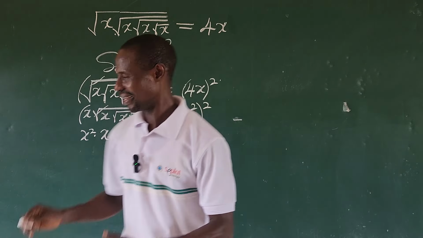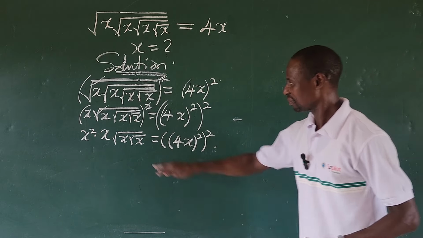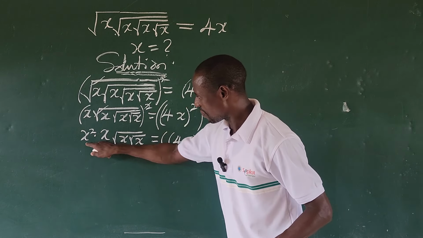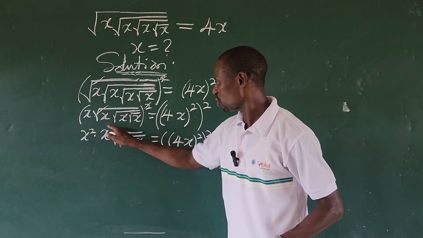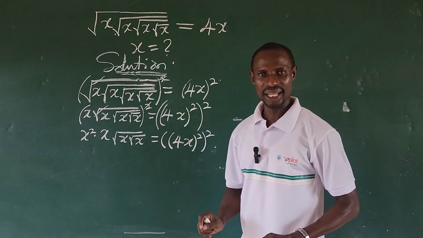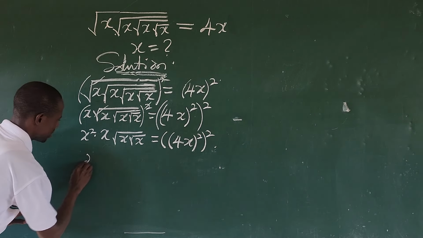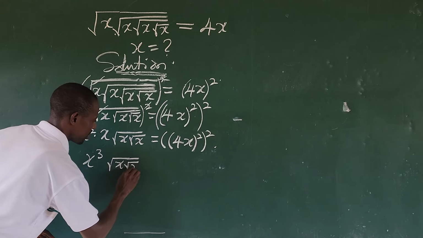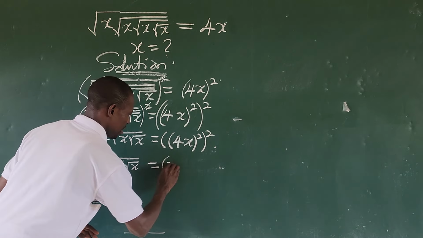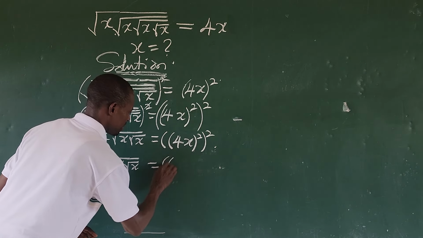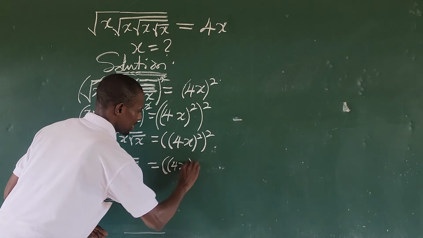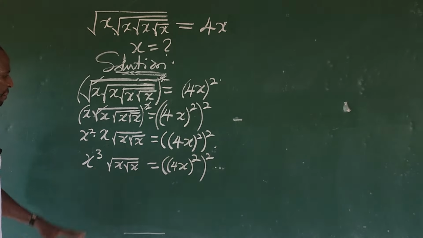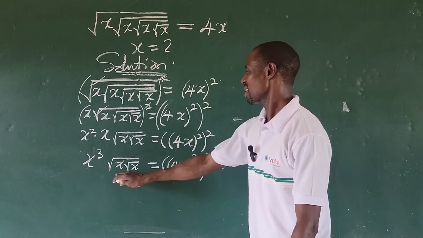We are headed somewhere. Again, we look at this. We can use this and this to multiply each other. Because the bases are the same and we have a multiplication sign, we add the powers 1 plus 2 to give us 3. So we have x to the power of 3 times the square root of x, everything equal to 4x squared, squared.